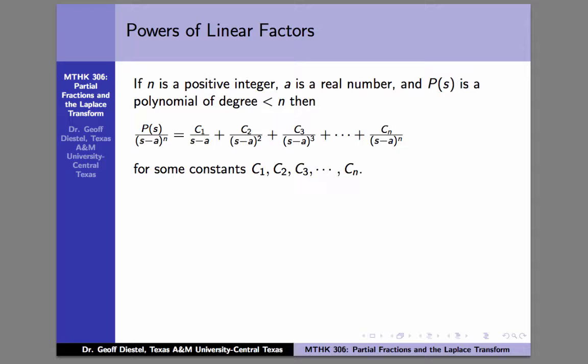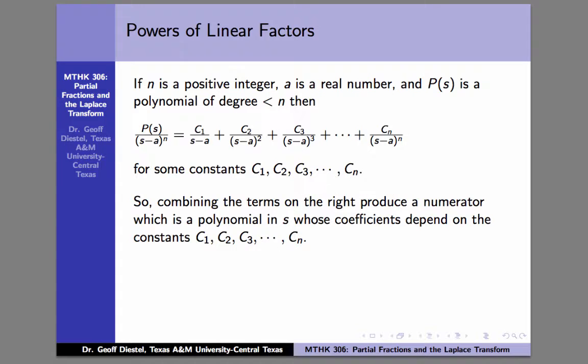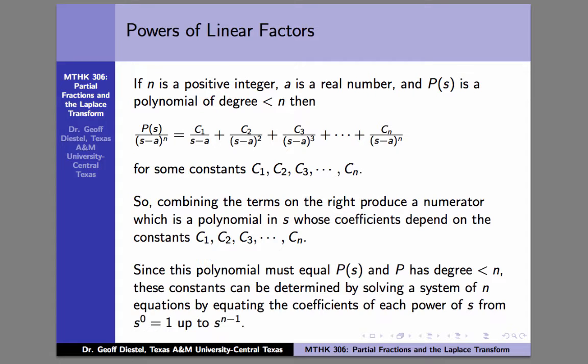The idea is the same. We would put this stuff on the right side back together as a single fraction, and then we would set our numerator equal to whatever P of s is, and we'd match the coefficients of the different powers of s and solve a system of equations. And again, you need the polynomial P of s to have a degree less than n for this to work.